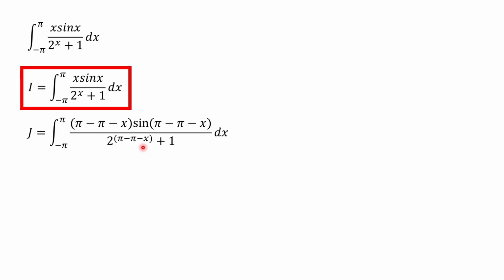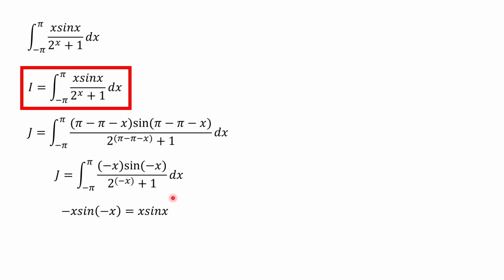And then you can see that pi minus pi is going to cancel out. So then you're left with a situation where you have minus x sine minus x over 2 to the minus x plus 1. And this is where we can start taking advantage of the properties of our function. Since we know that x sine x is an even function, then we can say minus x sine minus x will equal x sine x. So that's really handy. So now we can swap out our minus x's for x on the numerator, just like so.